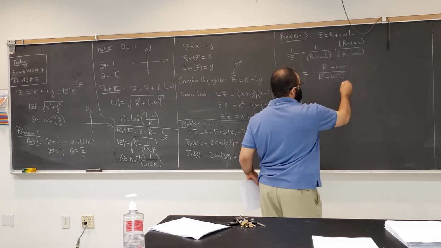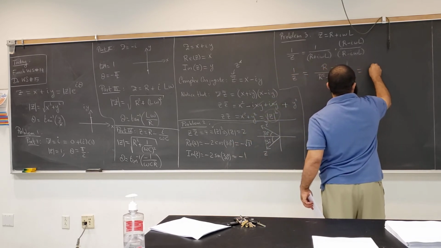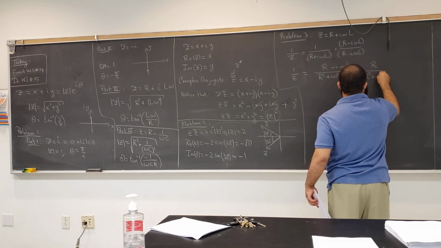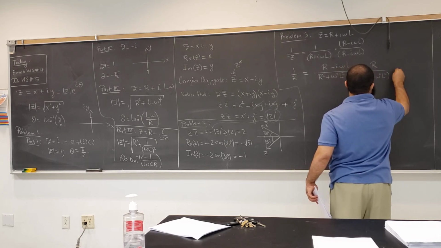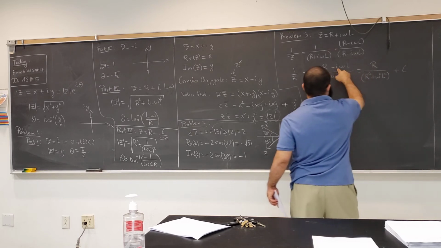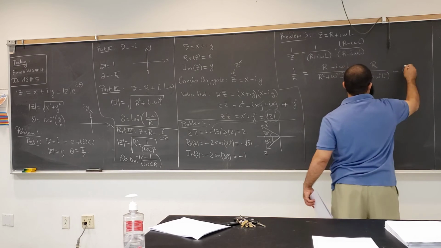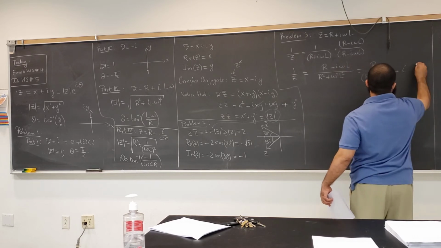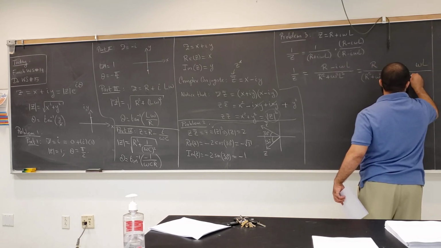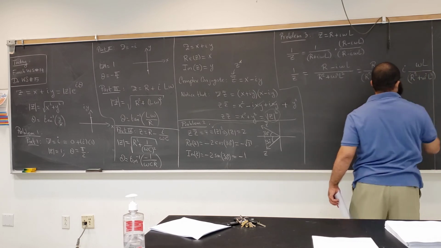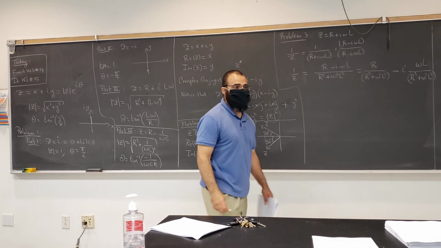So you can also separate this as follows. You have it as r over r squared plus omega squared L squared, and then plus I, this I, actually minus I times omega L over r squared plus omega squared L squared, like so. Is this okay so far?